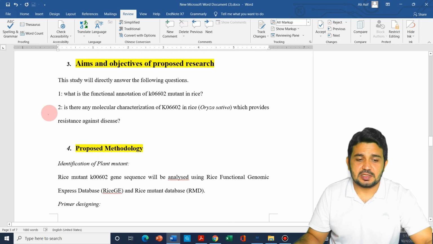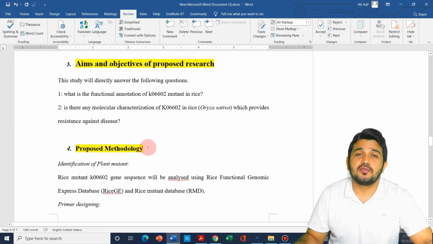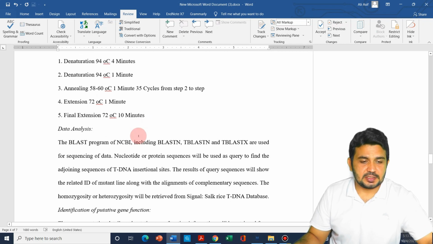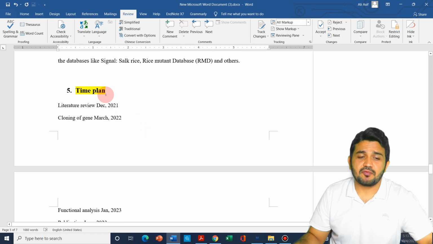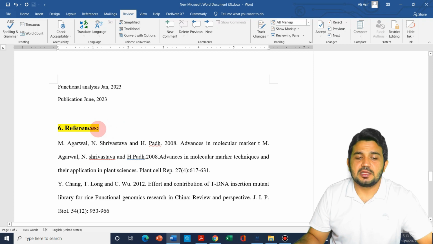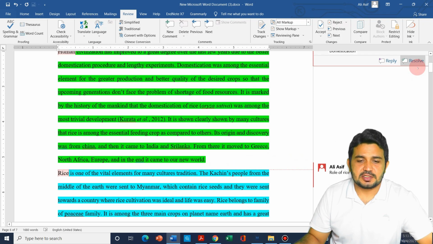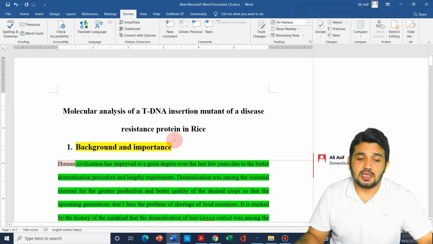So let's see the fourth one. Fourth one would be related to proposed methodology. And the fifth one would be time plan and results outcome, and the last one should be the references. Now let's go into detail and see what we should write in each heading.